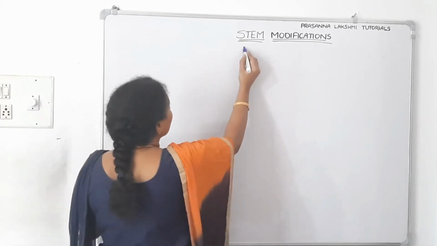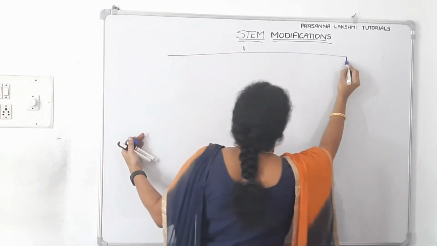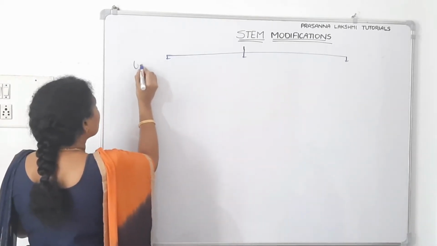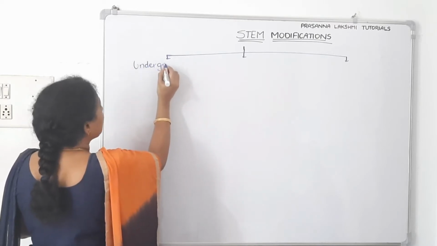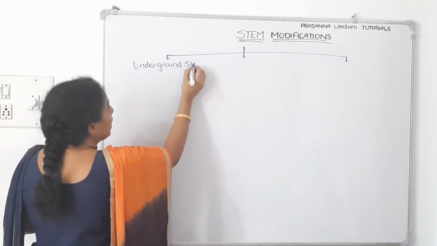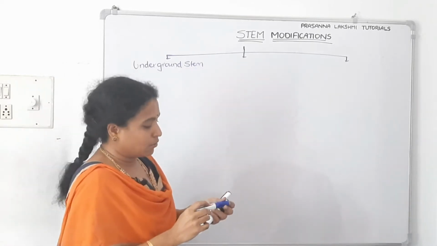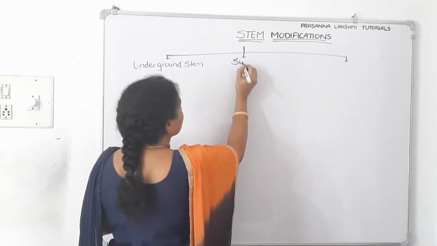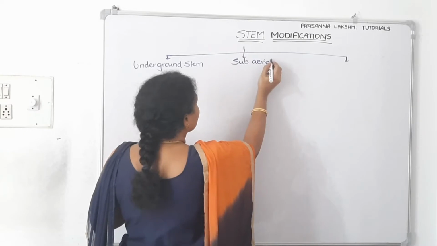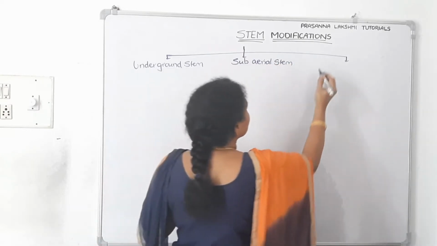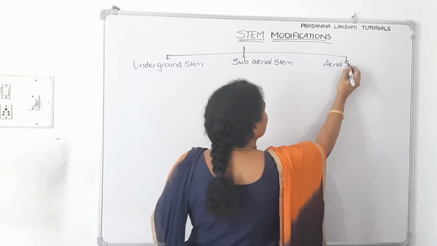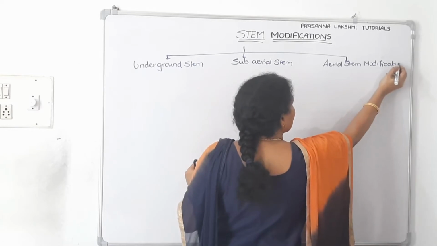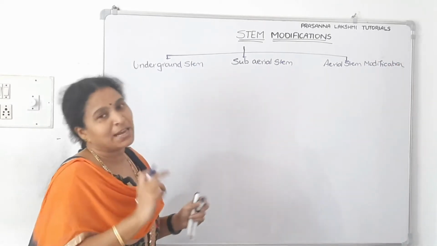So if we have to see the stem modifications, where is the modified stem present? On that basis, we can divide them into three types. One is called underground stem modifications, which means the modified stem is underground. The second one, we can go with subaerial stem modifications. And the third one is an erect stem, so it is aerial stem modifications. Now I'll keep everything in one flow chart and later we'll draw the pictures and try to understand.